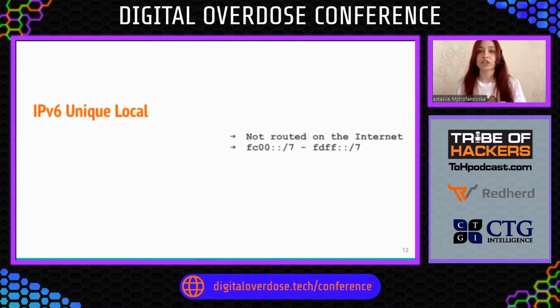Unique local. They actually are also internal private addresses. They are used also inside an internal network. They are also not routed on the global internet, but they are routed on the internal network. So basically, they are equivalent to the internal IPv4 addresses. But nowadays, unique local are not yet commonly implemented as far as I know.